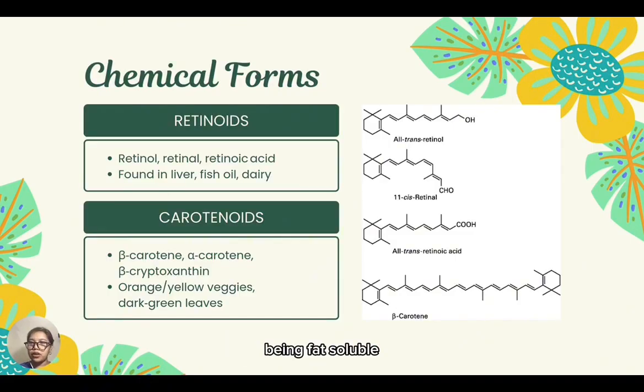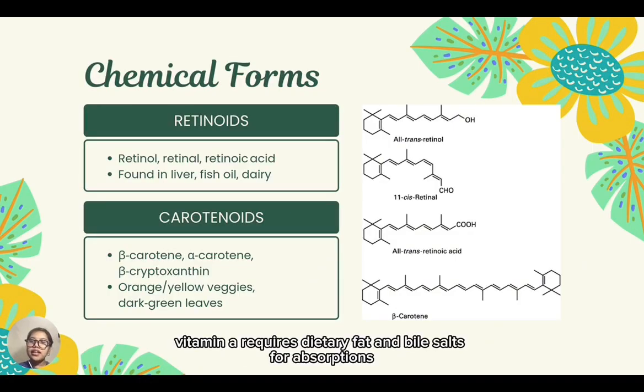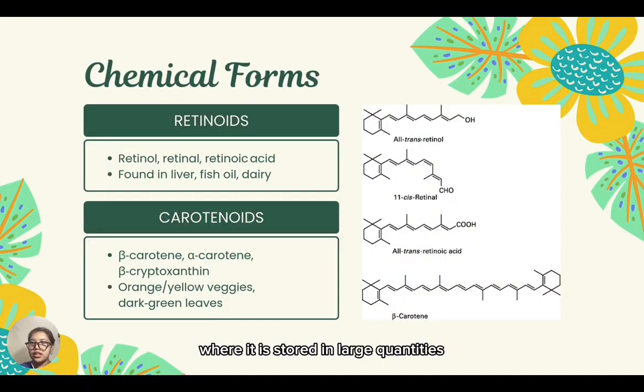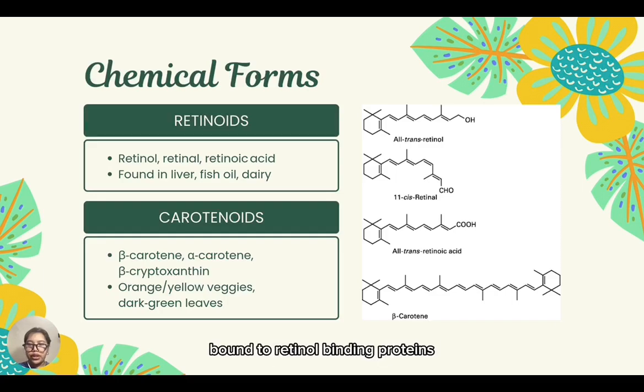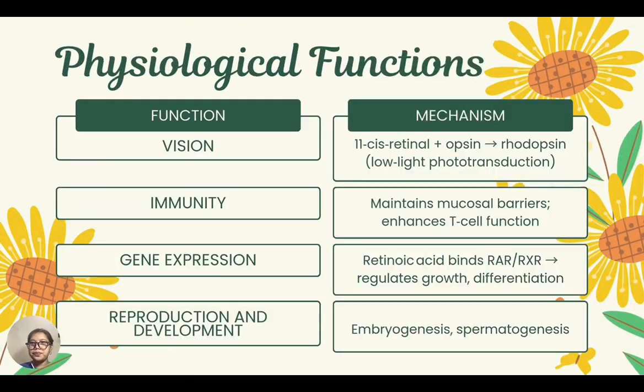Being fat soluble, vitamin A requires dietary fat and bile salts for absorption in the small intestine. It is packaged into chylomicrons and transported via the lymphatic system to the liver, where it is stored in large quantities. From there, it can be mobilized and distributed to tissues bound to retinol binding proteins.